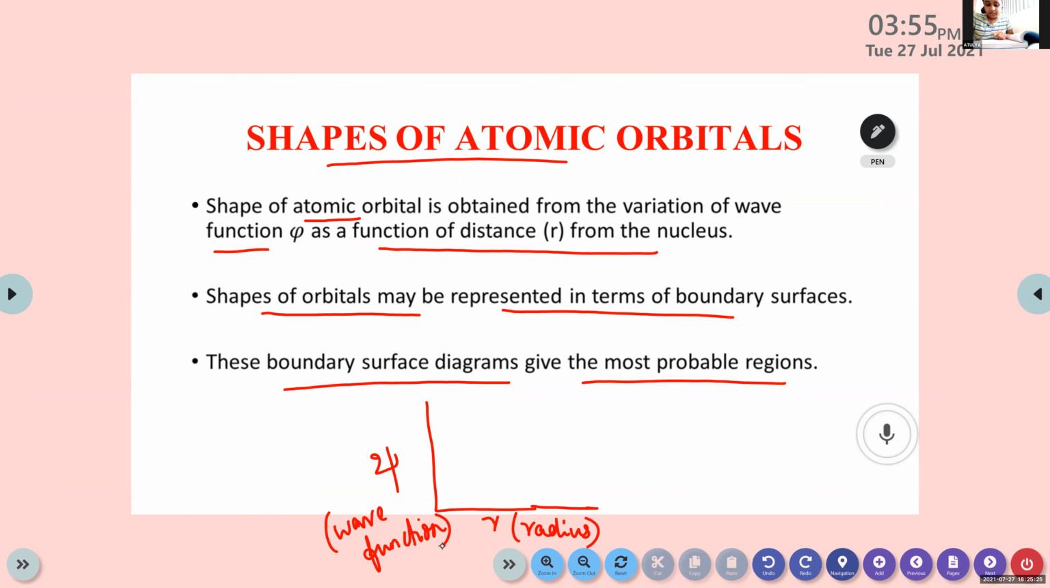Ma'am, is it figure 2.12? Yes. And the first graph shows the relation between wave function psi and the radius, right? And we can also plot psi square.